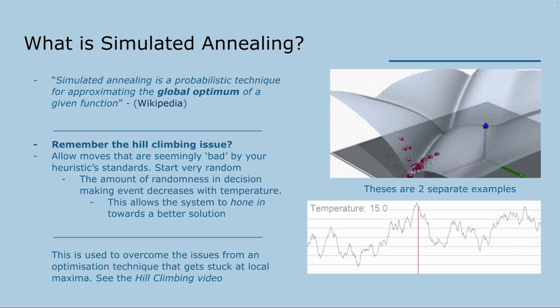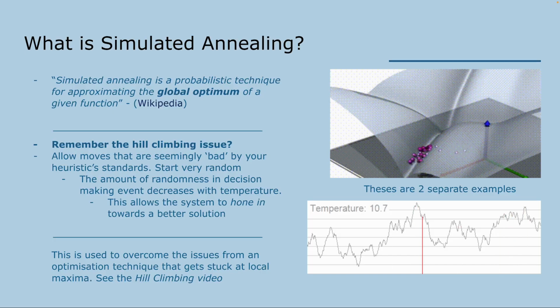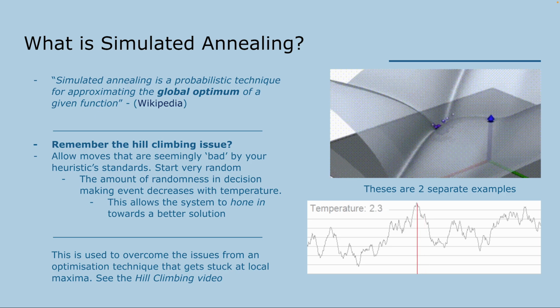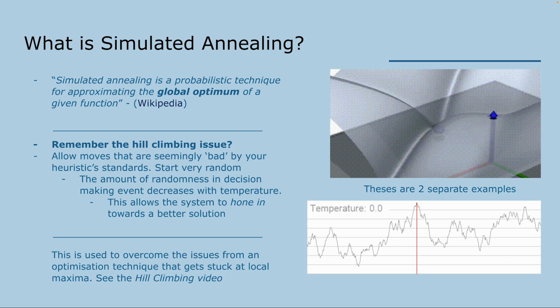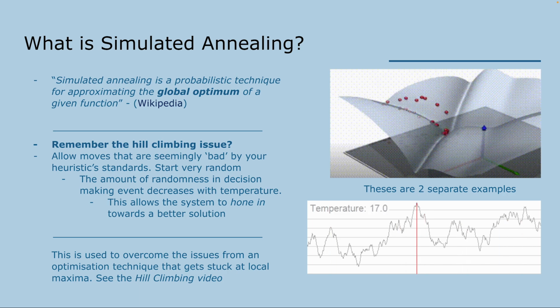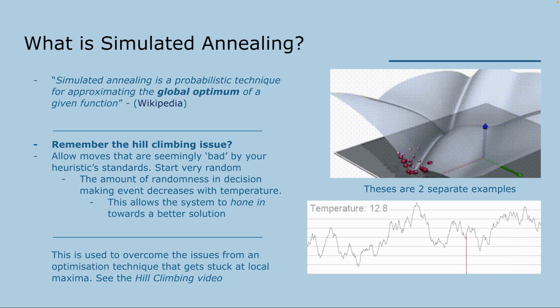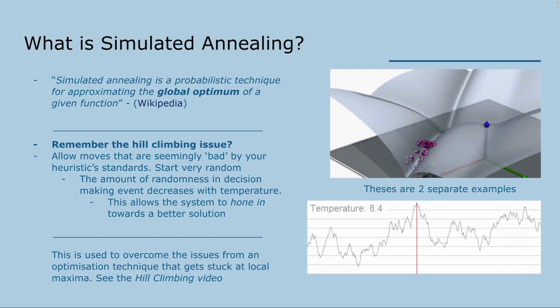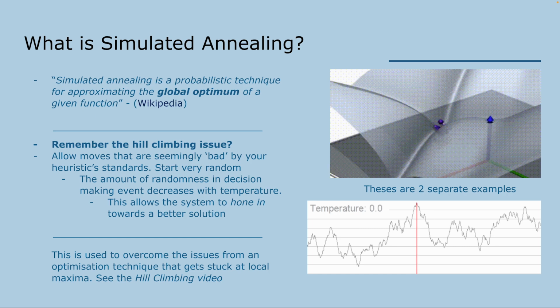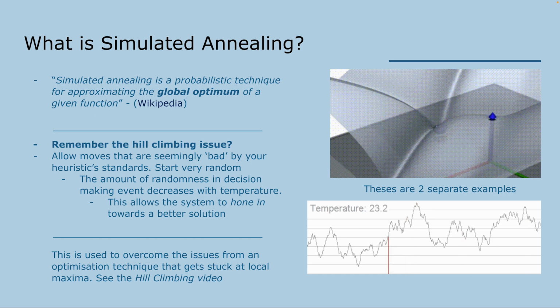So what is simulated annealing? Wikipedia defines simulated annealing as a probabilistic technique for approximating the global optimum of a given function. So that's just a fancy way of saying that we allow moves that are seemingly bad to our heuristic's standards by starting very random on our problemscape and then slowly decreasing the randomness of our decisions as we go forward.